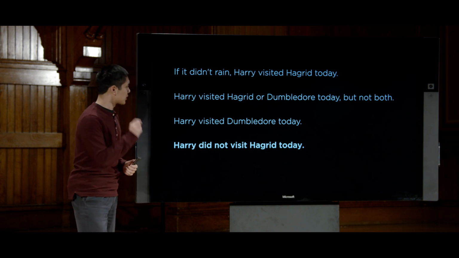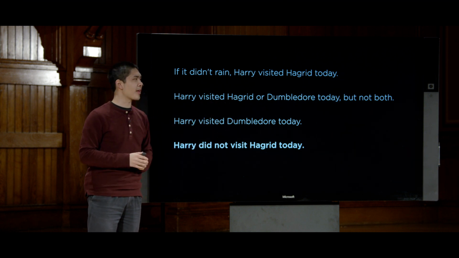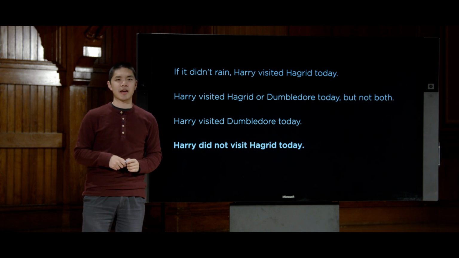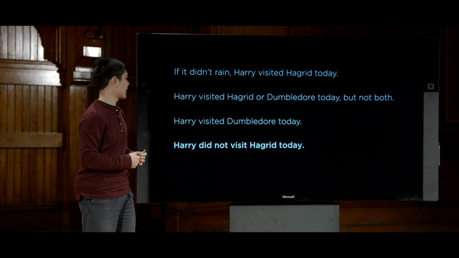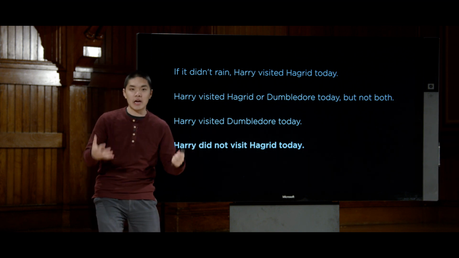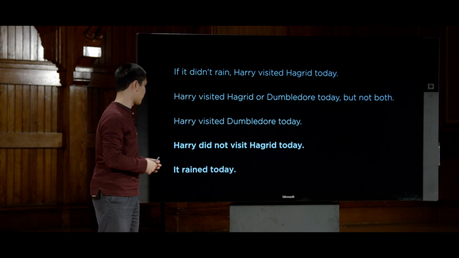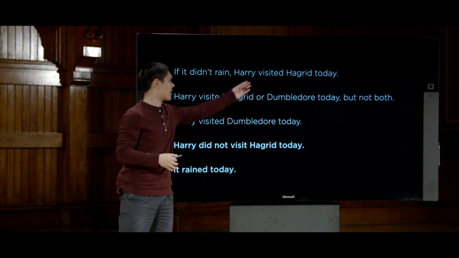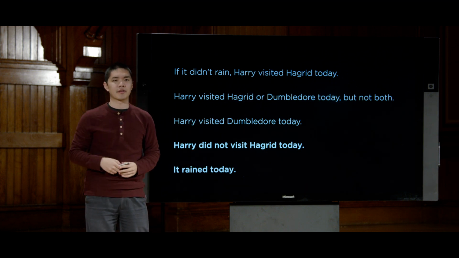But it turns out we can even do a little bit better than that, get some more information by taking a look at this first statement and reasoning about that. This first statement says, if it didn't rain, then Harry visited Hagrid today. So what does that mean? In all cases where it didn't rain, then we know that Harry visited Hagrid. But if we also know now that Harry did not visit Hagrid, then that tells us something about our initial premise. In particular, it tells us that it did rain today, because we can reason, if it didn't rain, then Harry would have visited Hagrid. But we know for a fact that Harry did not visit Hagrid today.